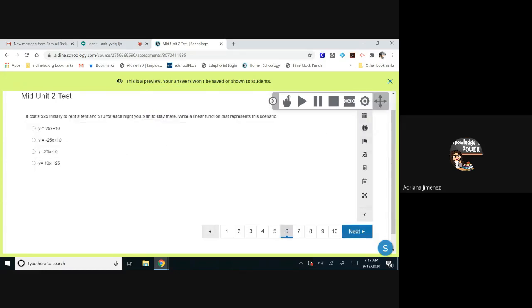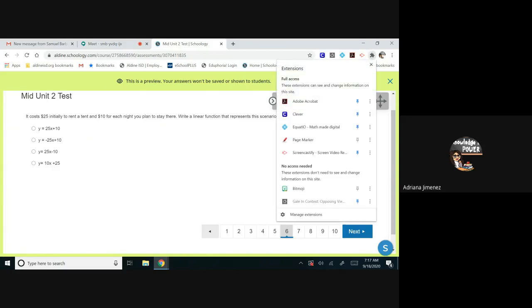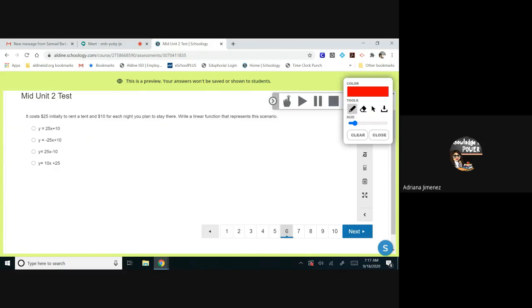All right. It costs initially $25 to rent a tent and $10 each night you plan to stay there, right? A linear function that represents a scenario, right? Well, on the video that I did for I believe Tuesday, I said the most important thing to do is look for the word each, every, or per, because that's going to be your rate. So I read the problem and I already have the word each.